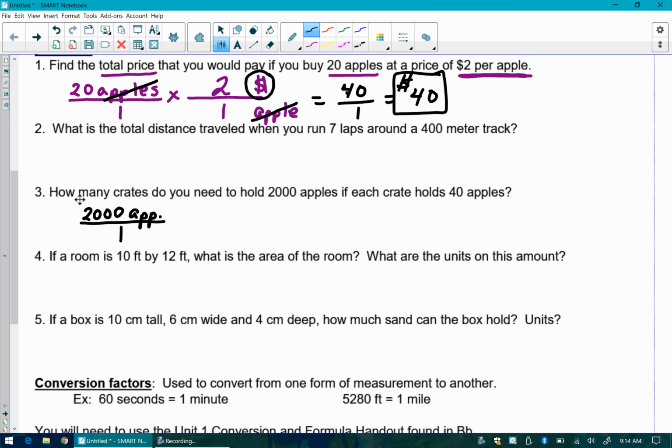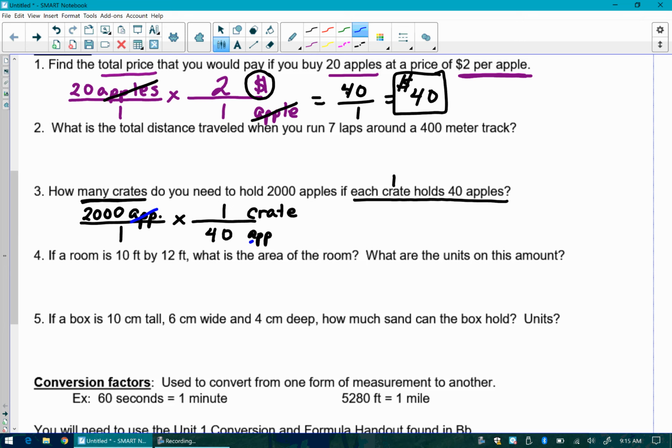Notice in this problem, it wants to know how many crates. So I need to be able to get rid of these apples again, and my final answer needs to be crates. So in order to get rid of apples, since apples are up top, I have to put apples on the bottom. Units have to be diagonal in order to cancel out. If they're side by side, they're not going to cancel out. So apples are on the bottom, and it tells us here in the problem, each crate, so every one crate, holds 40 apples. So I can go directly from crates to apples. So every one crate holds 40 apples. At that point, that allows the apples to cancel out.